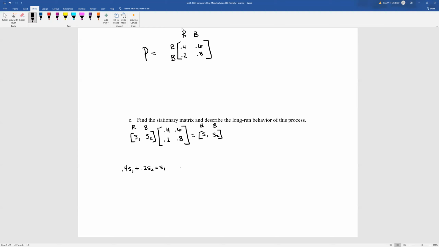We also can get row 1 times column 2, so 0.6 S1 plus 0.8 S2 equals entry S2. If you just try to solve these two equations, you're never going to get anywhere, because if you set them up as a system of equations with elimination or substitution, you're going to get an answer you can't solve for, because they're all going to cancel everything out. So here's the deal with this.